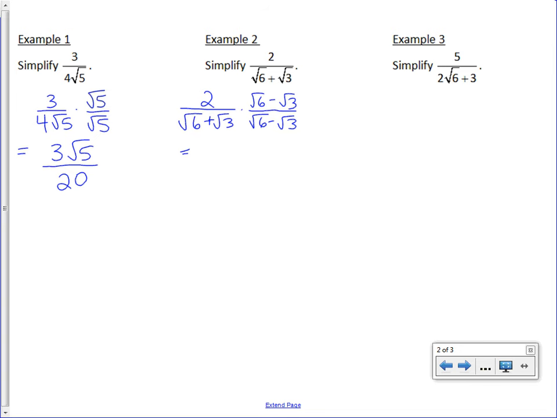Okay. So for the denominator, remember, it ends up being a difference of squares pattern. So basically it means square the first radical minus the square of the second radical. So what's that end up being? It's going to be 6 minus 3. Is that good? Okay with what just happened there? Root 6 times root 6 is 6. The middle terms will cancel. Positive root 3 times negative root 3 will be negative 3. So there's your 6 minus 3.